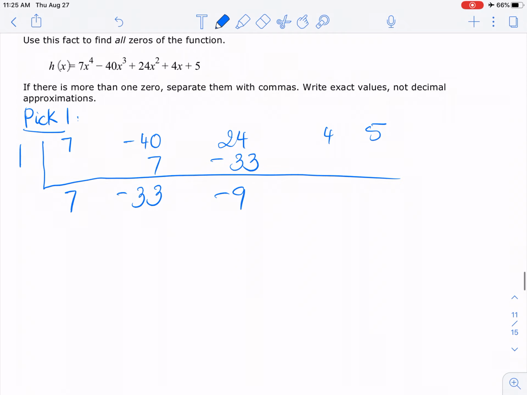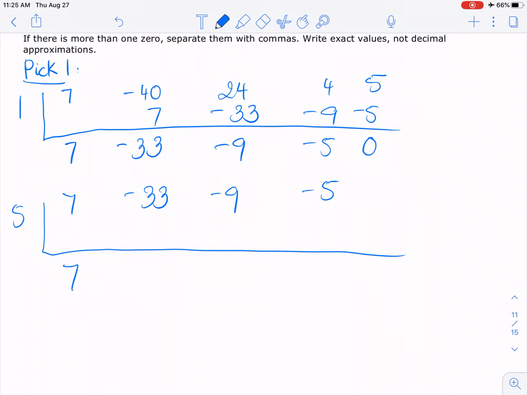The problem is we ended up with x cubed here. So we're going to have to try synthetic one more time. You see right here, I have a 5. So most likely, one of the zeros is going to be 5. So I'm just going to try 5. And then I'm going to put our new polynomial here and proceed with synthetic. Good, so this one is a zero as well.